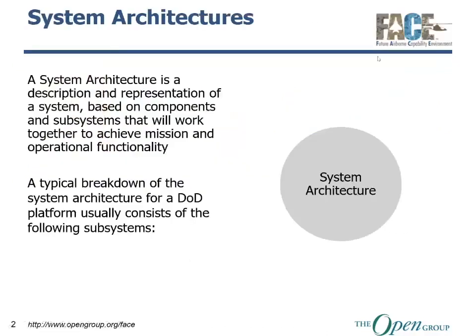So system architecture is a description and representation of a system based on components and subsystems that will work together to achieve mission and operational functionality. A typical breakdown of system architecture for a DoD platform usually consists of the following subsystems.